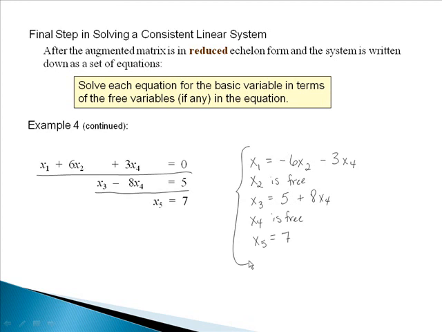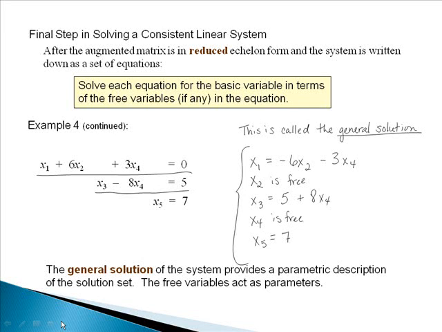So these sets of equations then are called our general solution. The general solution of the system provides a parametric description of the solution set. The free variables then act as parameters.